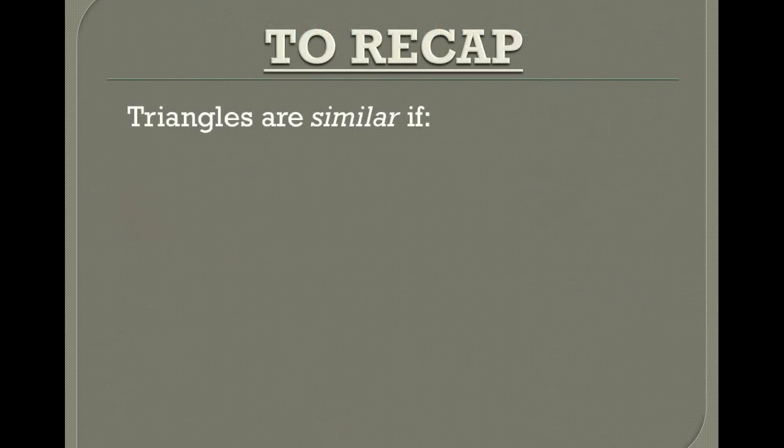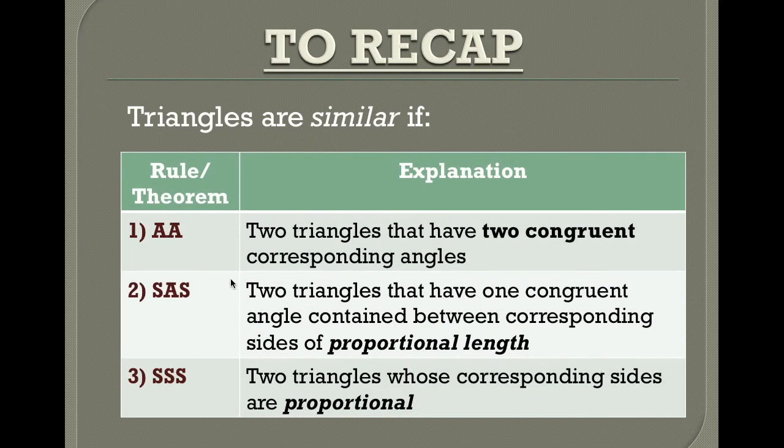So just to recap, triangles are similar by angle, angle if two triangles have two congruent corresponding angles, so the angles need to be the same and they have to be the corresponding angles. Remember what corresponding angles means. The second rule, side, angle, side: two triangles that have one congruent angle, so the angle needs to be exactly the same. However, the contained side lengths only need to be proportional. They don't need to be of equal length. And finally, side, side, side is when two triangles are similar if their corresponding sides are not necessarily equal in length, but are proportional, so they have the same ratio.